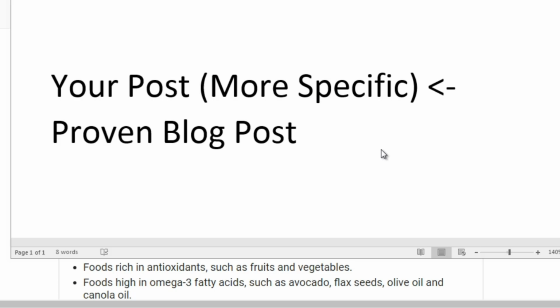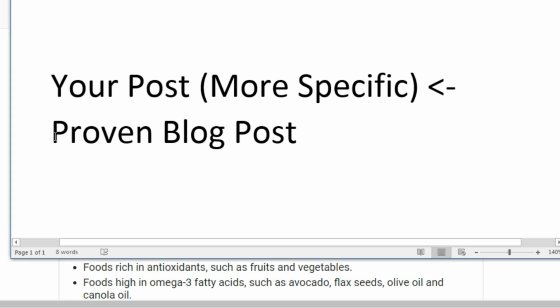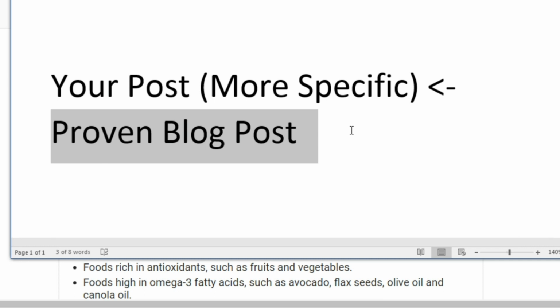Okay, so the reason why I call this the backward blog post strategy is because we're moving backwards, if that makes sense. And it'll make more sense once we dive right in. As you can see here, what you're trying to do is find an already proven blog post. We're not plagiarizing, we're not copying anything, and I just want to get that out of the way. What we're trying to do is look at what is proven, extract from that, and make it more specific, more unique, and better, essentially.